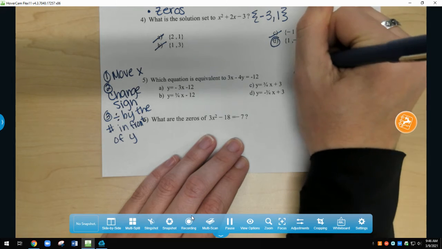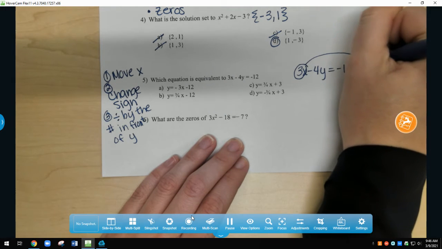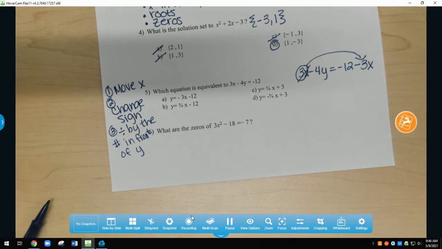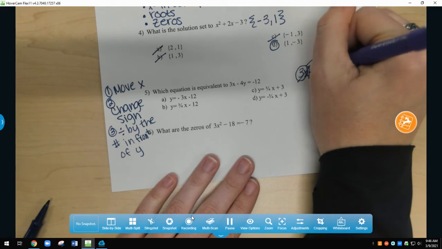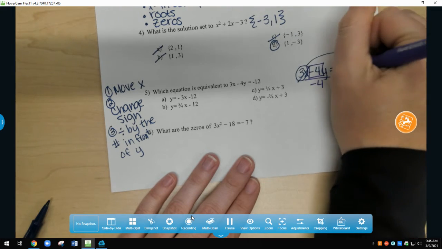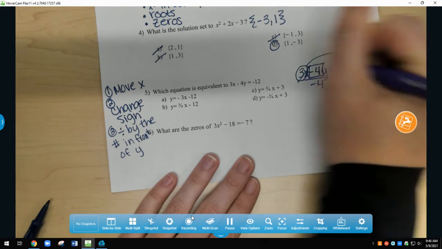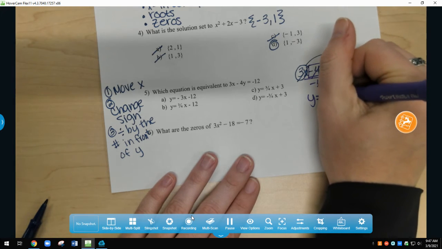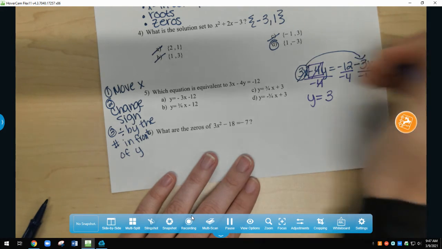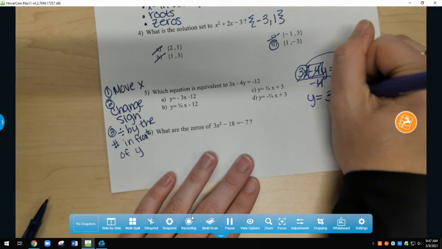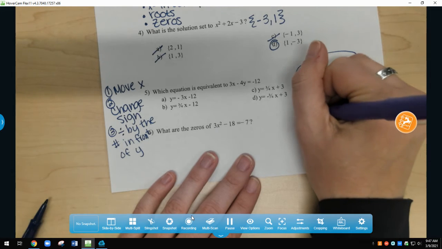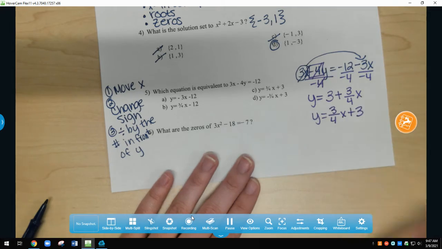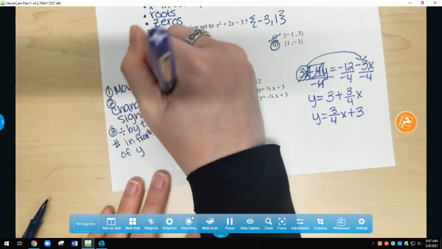So I'm going to move the x over. When I move it, I change the sign. So instead of +3x, it's -3x. Now I'm going to divide by the number in front of y. So I'm dividing by -4. So I have y equals -12 divided by -4 is a +3. -3 over -4 is going to reduce or simplify to +3/4 x. So if we write it with the mx first, we have y equals 3/4 x plus 3. So that would be answer choice C.